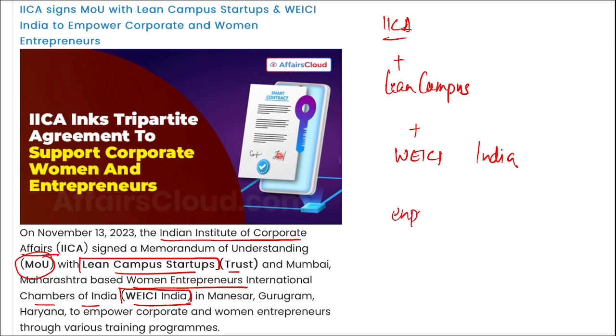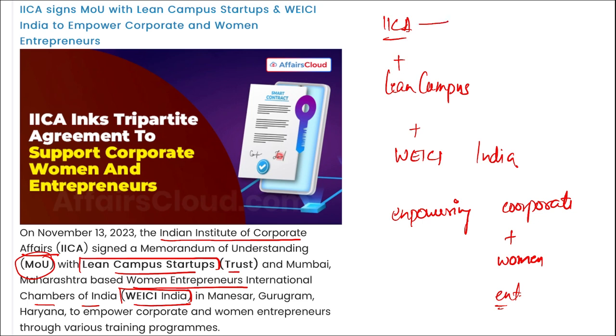I repeat, they will be empowering corporate and women entrepreneurs. Correct? Here various training programs will be carried out that will be encouraging women and empowering women entrepreneurs. Here we will be talking about enhancing the various skills of women, to provide them various workshops so that they can also understand how things are going. This MOU will also facilitate collaboration between these for joint initiatives that will include training programs, workshops, mentoring sessions, and as we said, it aims to empower women entrepreneurs by establishing a supportive network and providing entrepreneurs with access to resources and opportunities.